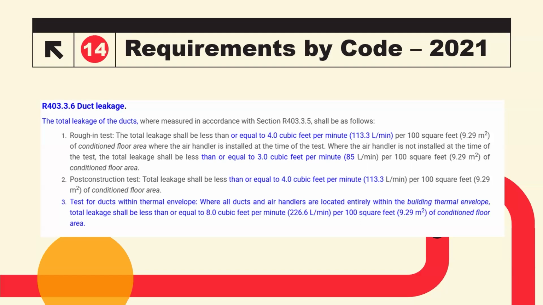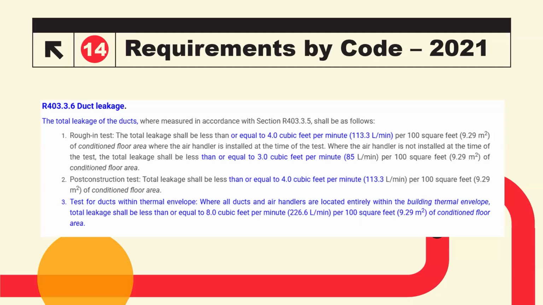This was kind of easier to follow. The older code used to have one leakage rate for rough-in and one leakage rate for post-construction because they knew it would probably leak a little more at post-construction, so you had to have tighter at the pre. But most people don't duct test twice. They do it once. They'll either do it at rough-in or they'll do it at final. And that's usually how that's done. So now we've got both targets set the same unless the equipment is not installed.